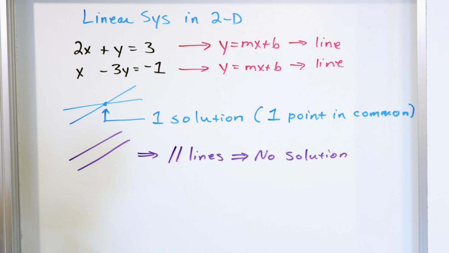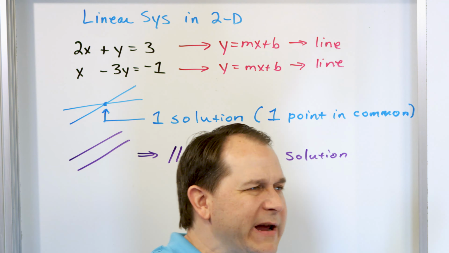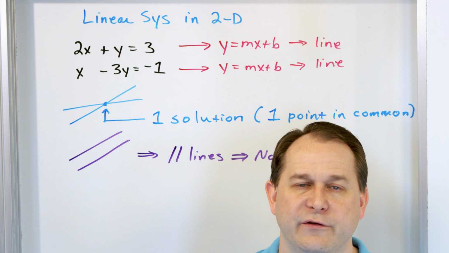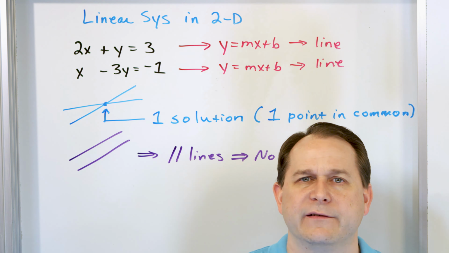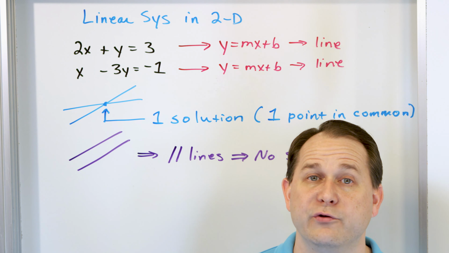The word solution in your mind, you need to replace with intersection points, points in common between the two graphs. That's what you're looking for. That's what a solution is. It's a common point between two graphs, right?